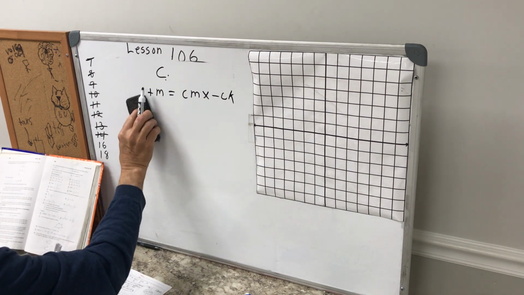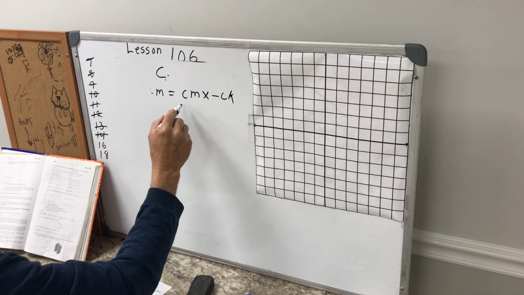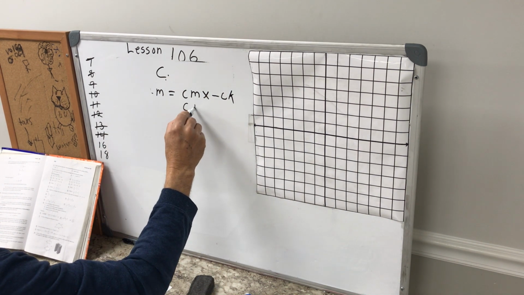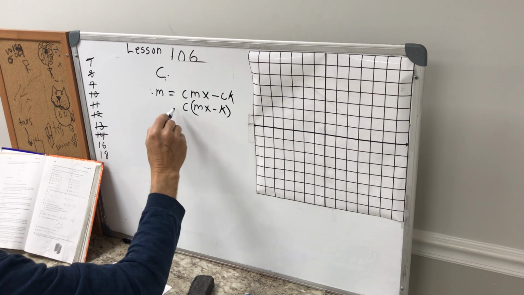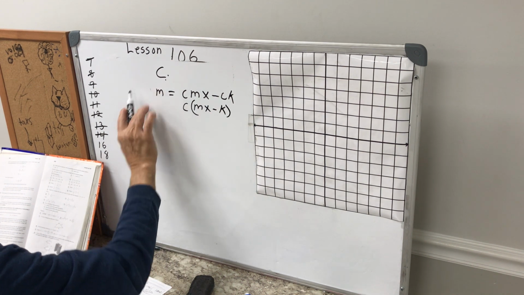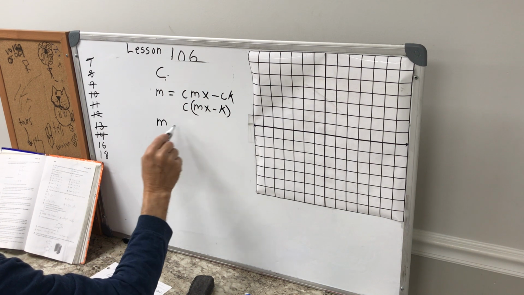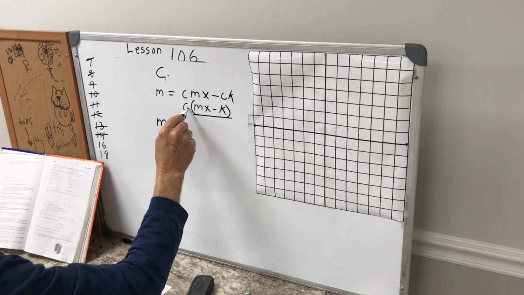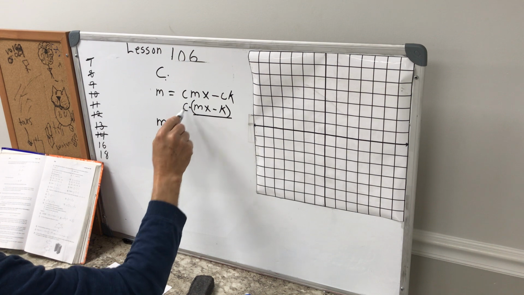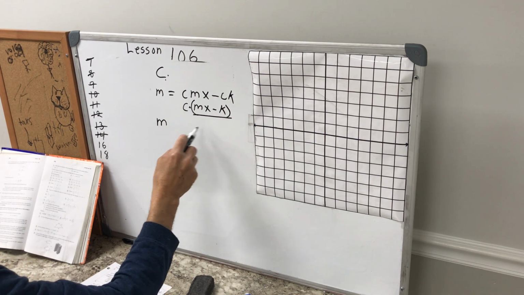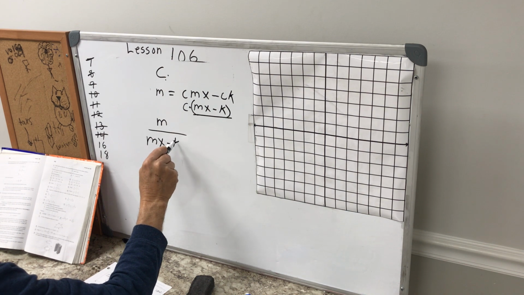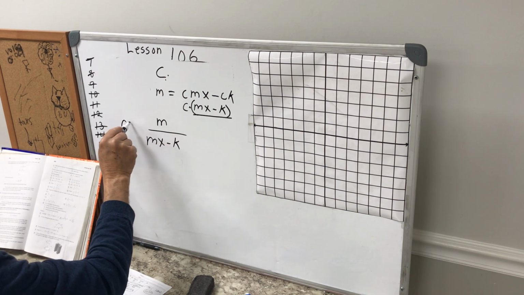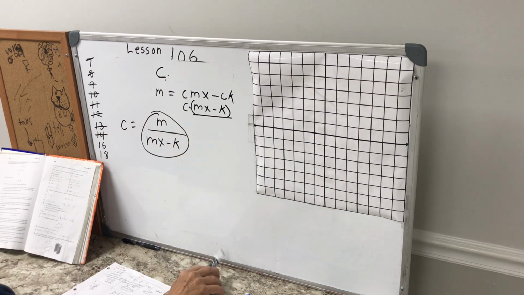Now erase this off. We're going to factor out the C. We have an MX negative K. So we have the M, and to get rid of this, which is right beside it, it's called multiplication. To get rid of it, we divide. MX negative K, that's what C would equal. That's number 16.